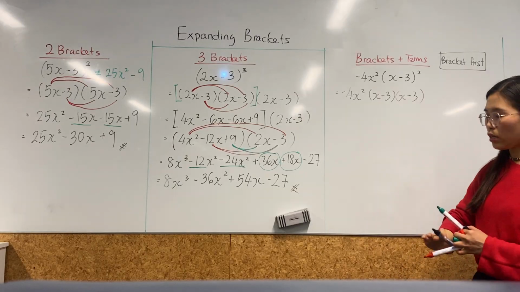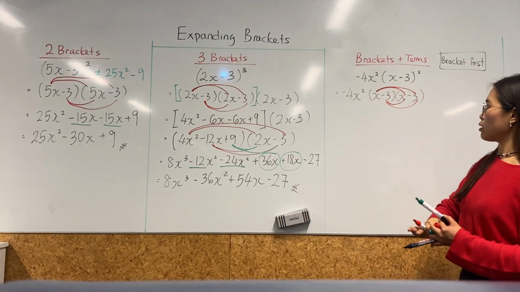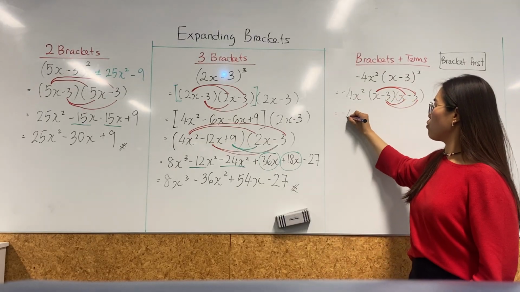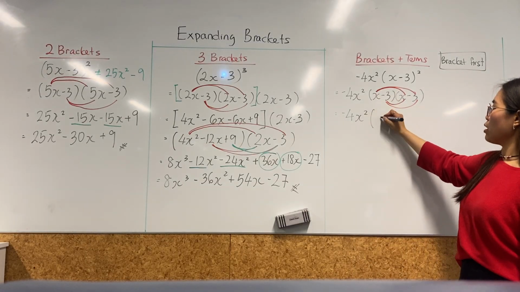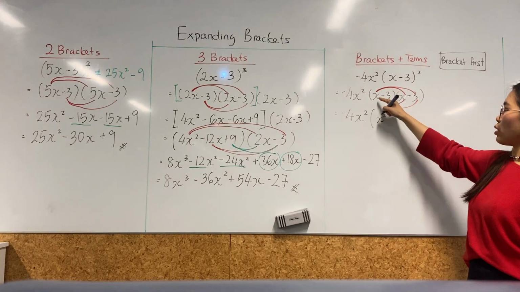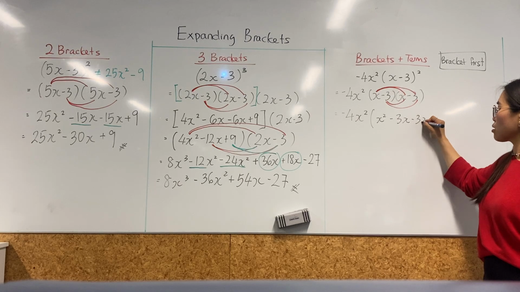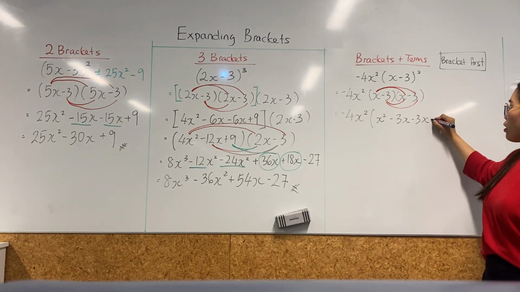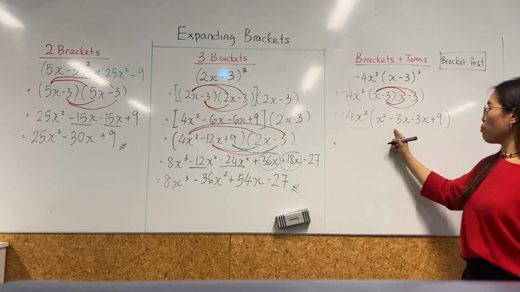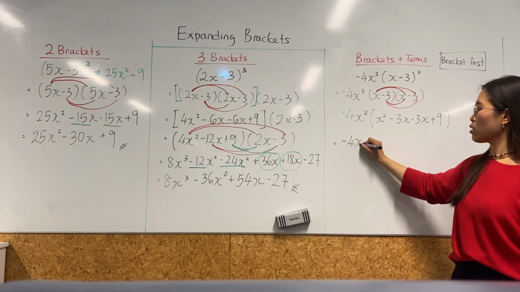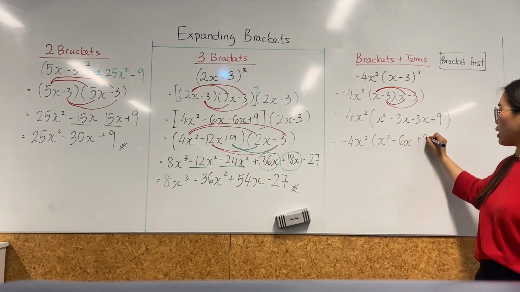We use our lines to help us out right here. So you've got negative 4x squared, brackets still there, x times x is x squared, x times negative 3 is negative 3x. Negative 3 times x is negative 3x. Negative 3 times negative 3 is positive 9. Simplify whatever is inside first: x squared minus 6x plus 9.